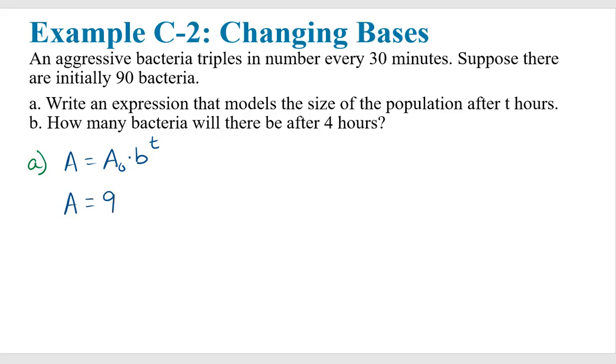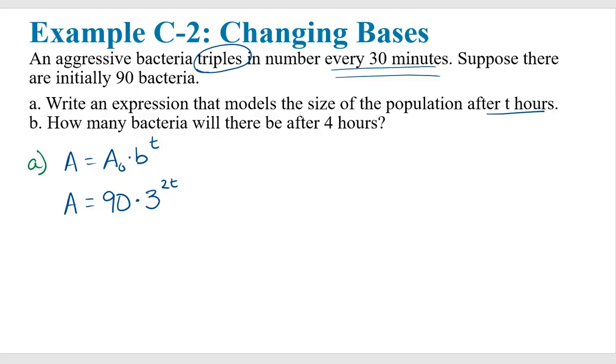I started with 90 bacteria, so my a sub 0 is 90. My base is 3 because it's tripling. If we're tripling, that means my base is going to be 3. And notice it says the bacteria triples every 30 minutes, which means it's going to triple twice an hour. And remember, t is always time in hours. It even said that t is time in hours. So twice an hour, this bacteria is going to triple.